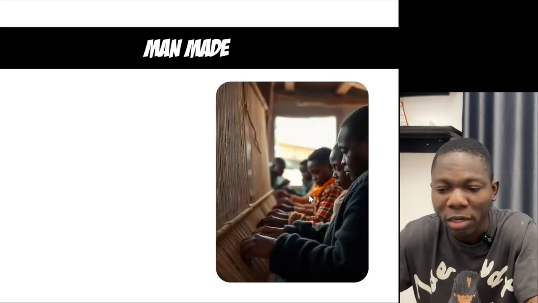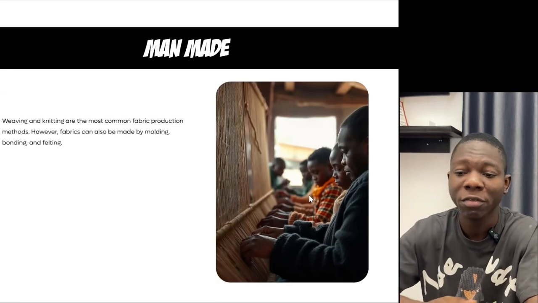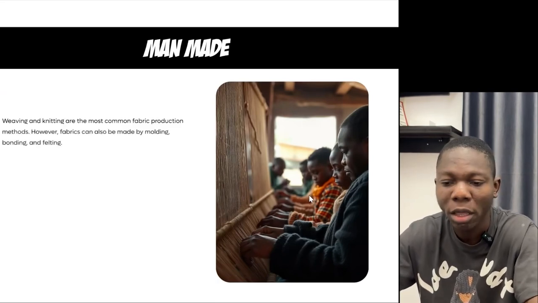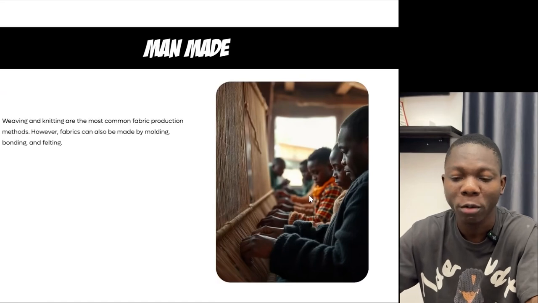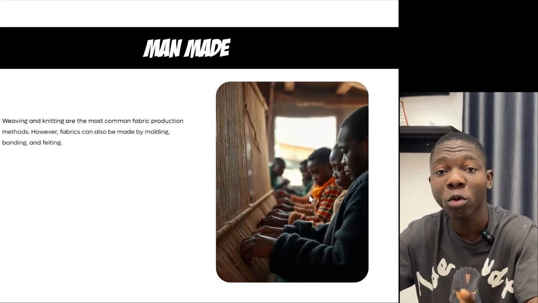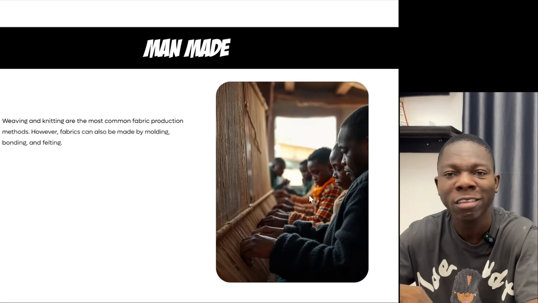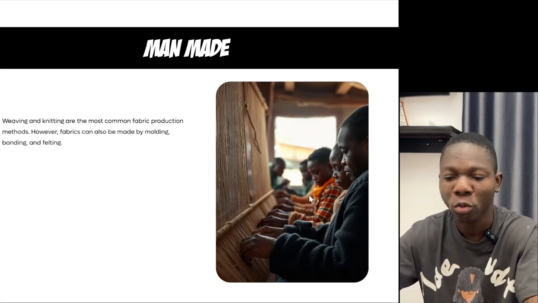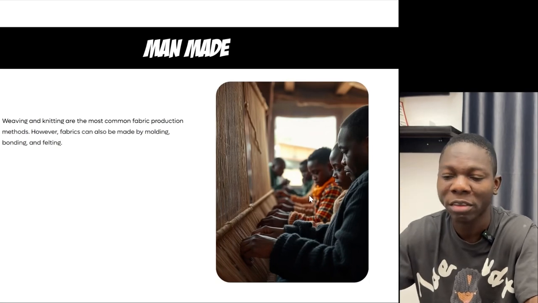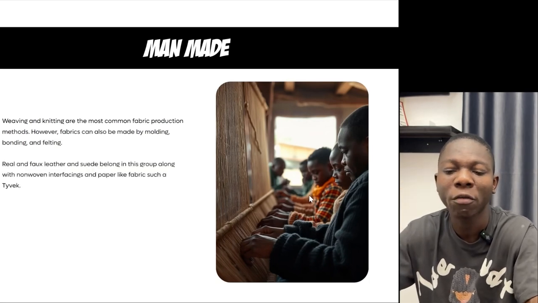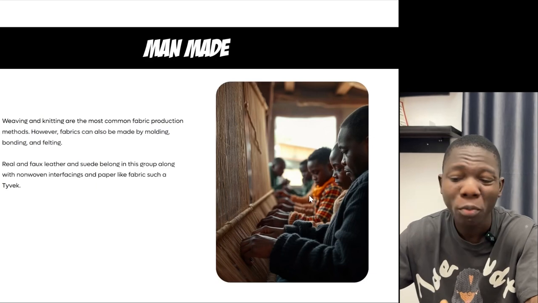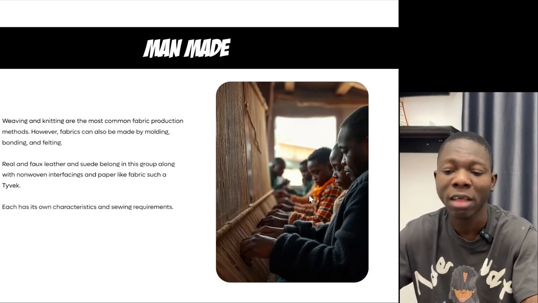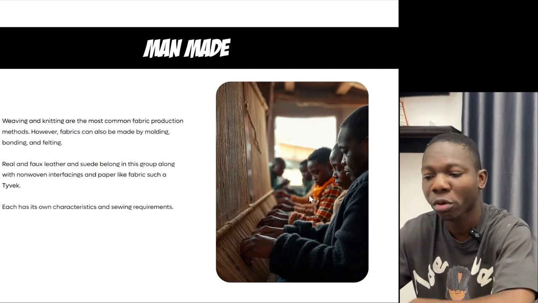And the next one is weaving. Weaving is very common. There are different types of weaving. We have molding, we have bonding, we have felting. The previous video, which is the 50 seconds video I played earlier, explains it in detail, with visual representation. So make sure you watch that video. The types of materials that we have in man-made are faux leather, suede, polyester, and each of them has their own unique characteristics and sewing requirements.